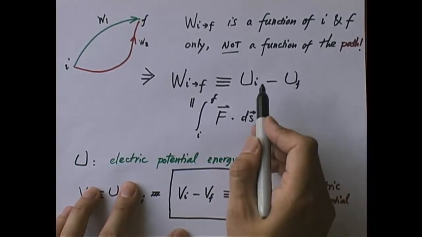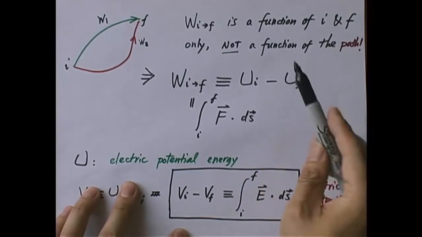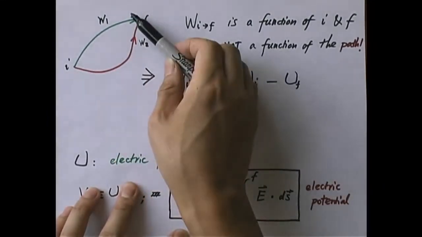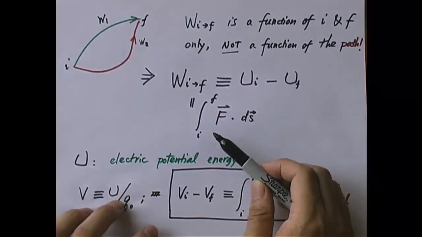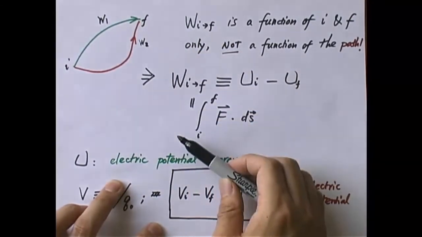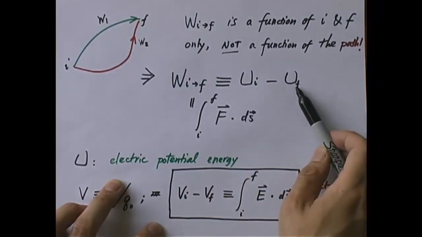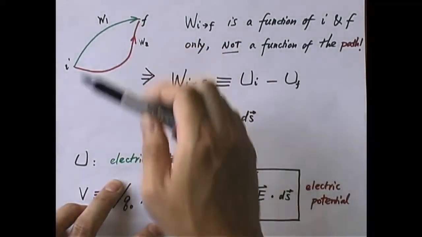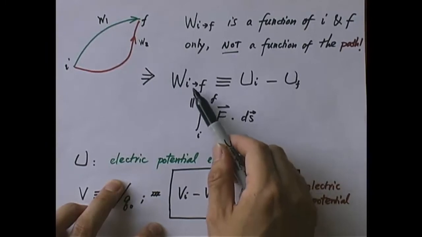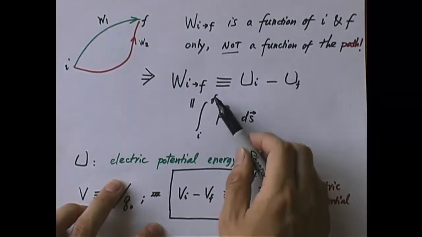So we can define it as a function U initial minus a function U final. You see, there is no information here on the right hand side about the path. We can only do that because it's a conservative force. Otherwise, W1 and W2 would be different, and then you cannot define it only as a function of initial and final position. You have to also tell me exactly which path it took to go from initial to final. Of course, the work done is the integral of F dot ds, from initial to final.